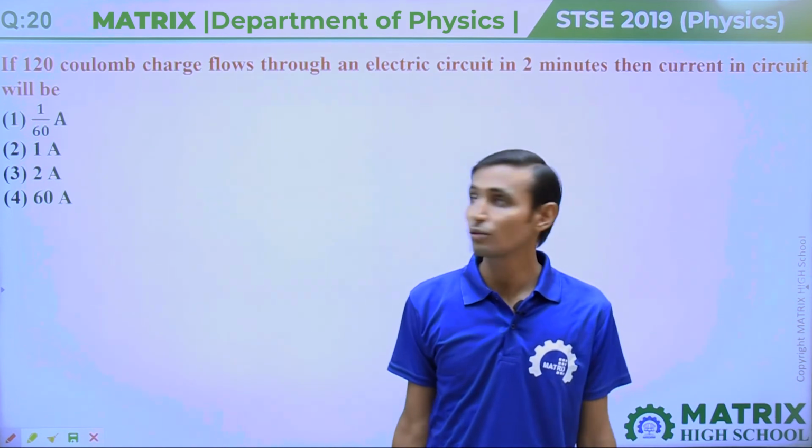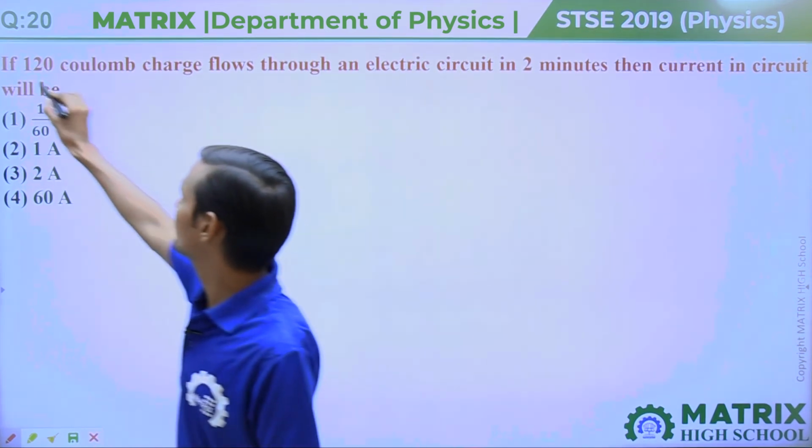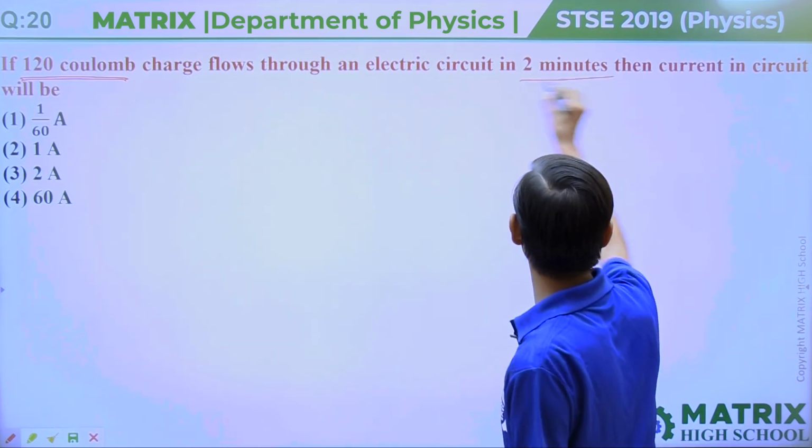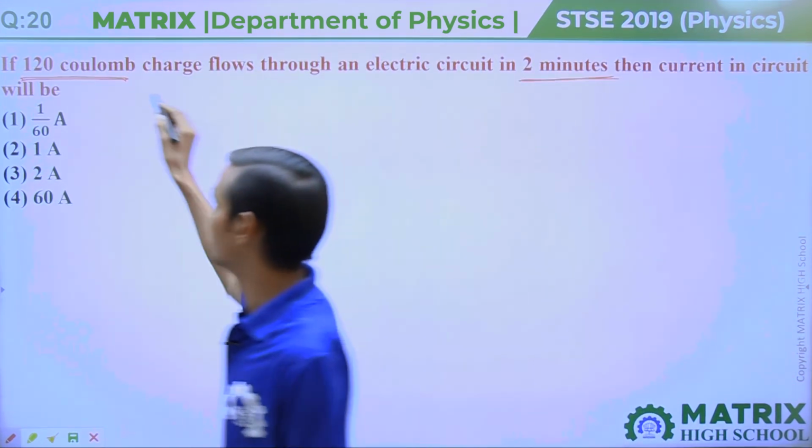Next question number 20. This question, 120 coulomb charge flow through a electric circuit in 2 minutes, then current in the circuit will be.